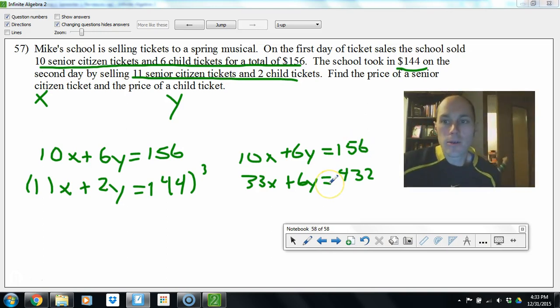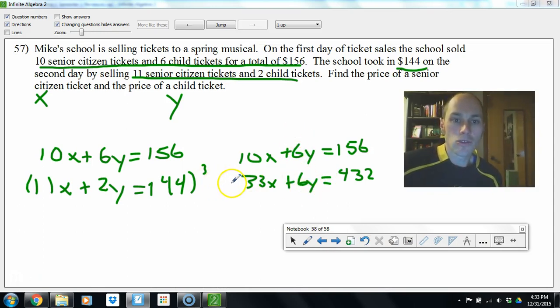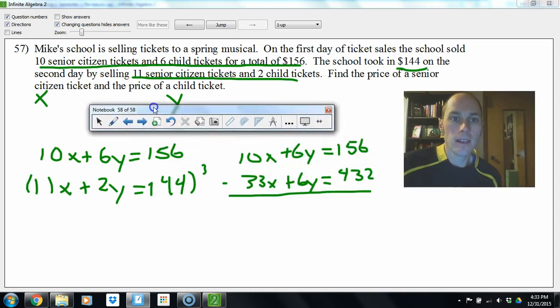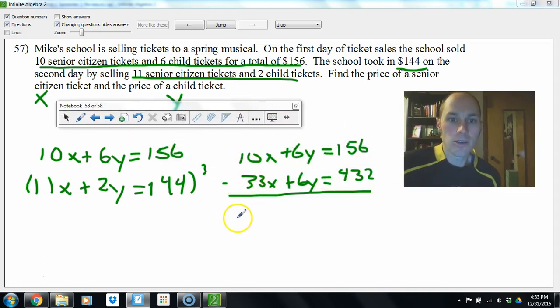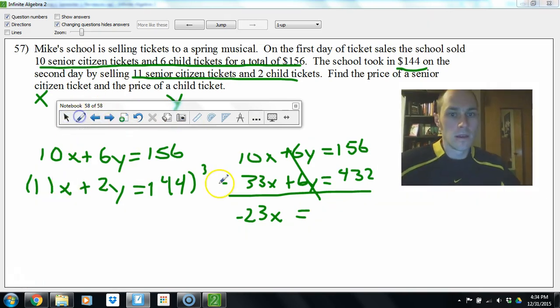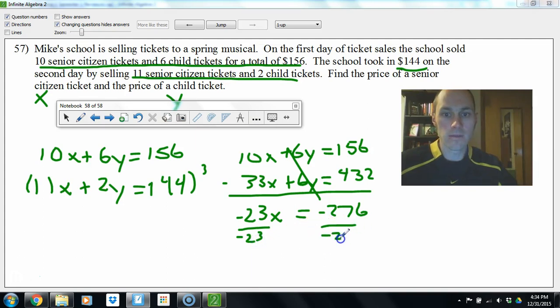Okay, so now we need to determine whether we need to add or subtract to get the x and the y's alone. So I need to eliminate these y's, so I'm going to subtract the two equations. In doing so, I'll have 10 minus 33 is negative 23x. 6y minus 6y cancels out. 156 minus 432. Let's see here. What is that going to be? It'll be negative 276. I divide that by negative 23. When I divide that by negative 23, I get 12. So x is 12.